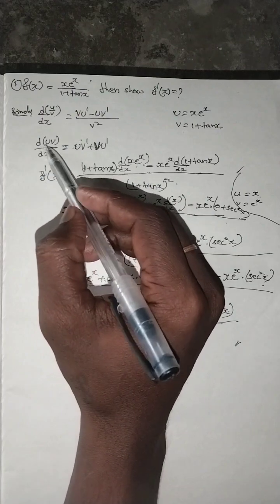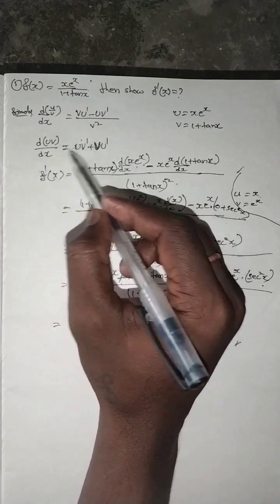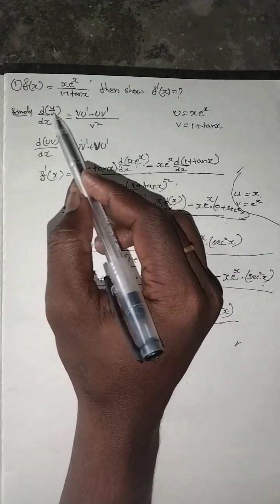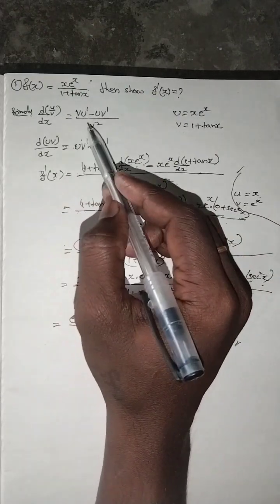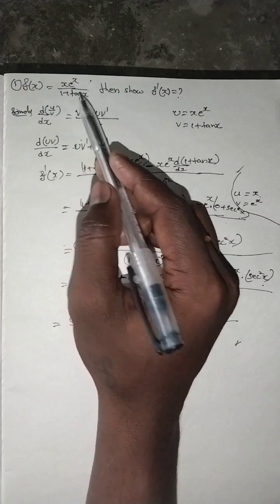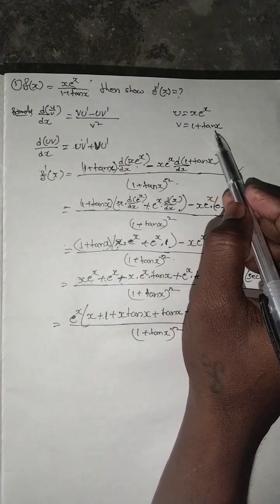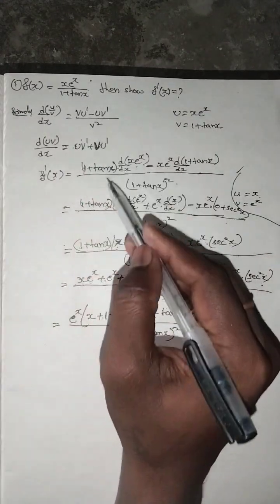Then this formula, derivative of uv equal to u v dash plus v u dash, is used when it is u into v, and the other formula is used when it is u by v. We have to use the first formula first because we have u by v here. Here u equal to x into e power x, v equal to 1 plus tan x. Then we are substituting these values in this formula.